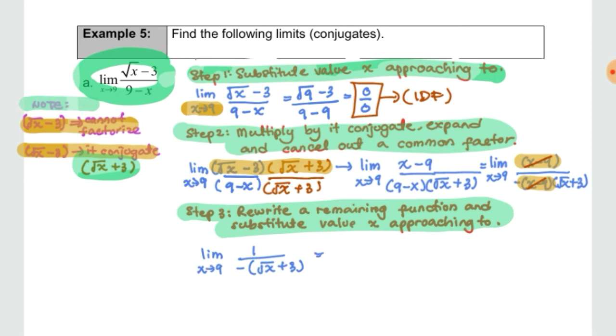And then we can substitute the value x equal to 9 inside the variable of x. So negative multiply square root 9 plus 3. So we get square root 9, we get 3 plus 3. So we get negative 1 over 6 for this answer.